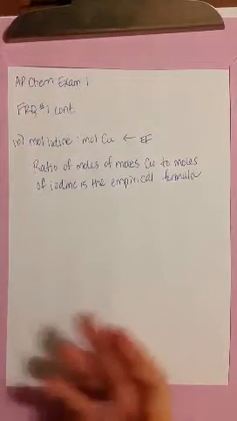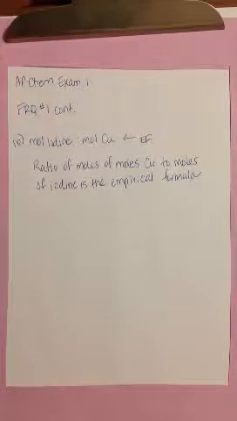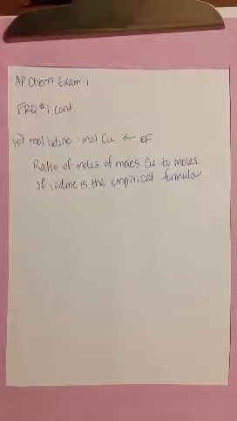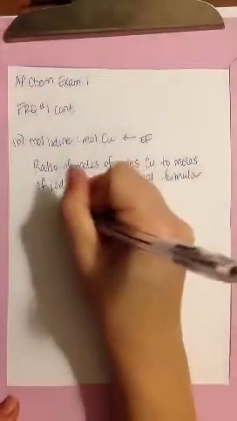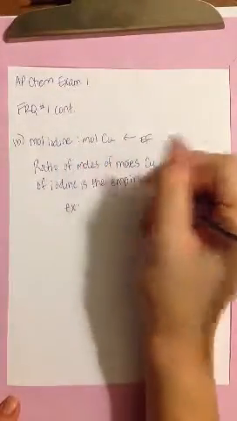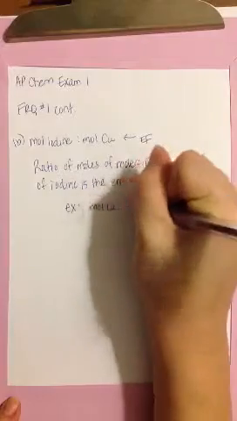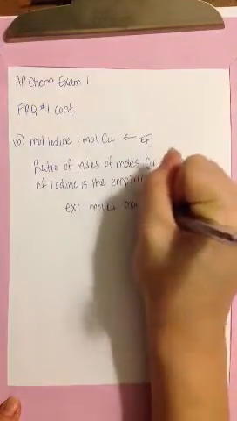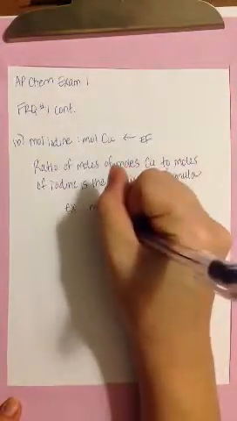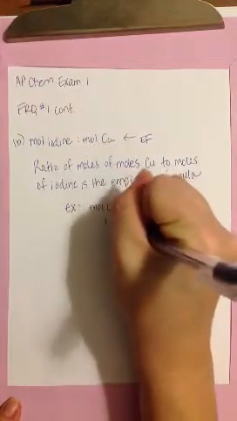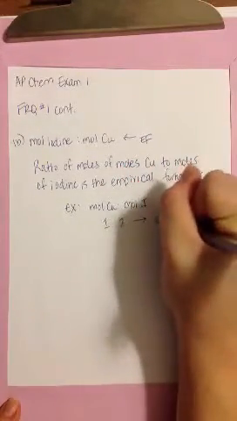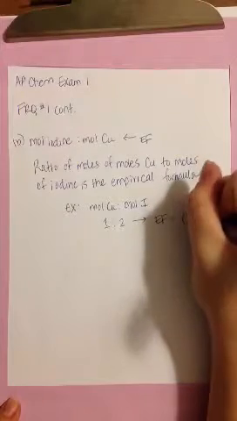So if it's 2 to 1, then it would be CuI2. If it's 1 to 1, then it would be CuI. And if you wanted to include an example, you could, but you didn't have to. So if you said moles of copper to moles of I, and it was, let's go with 1 to 2, then the empirical formula equals CuI2.